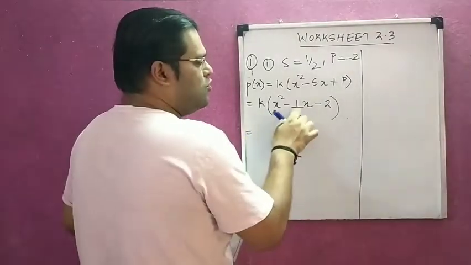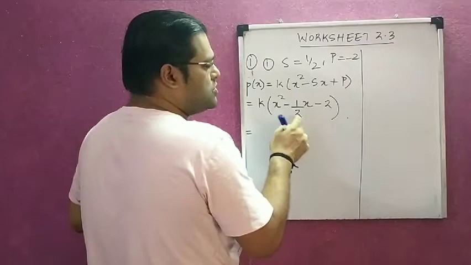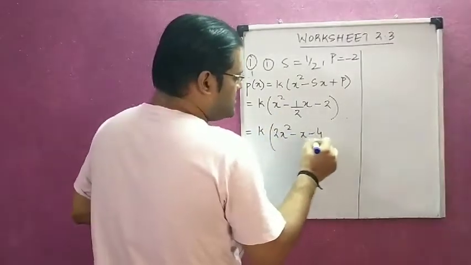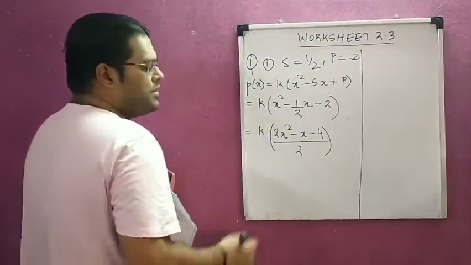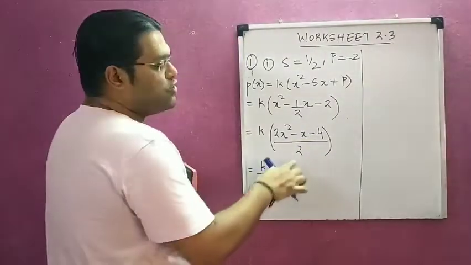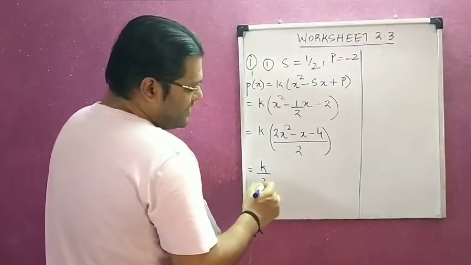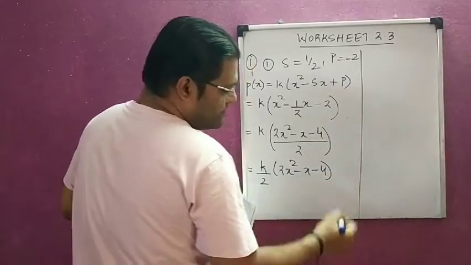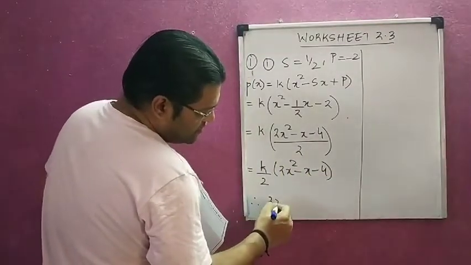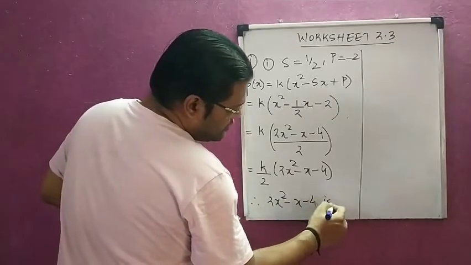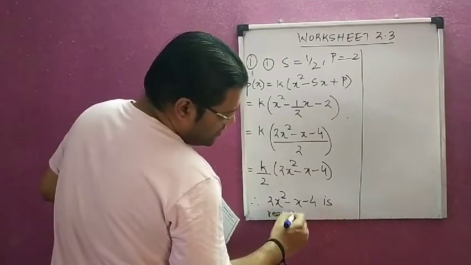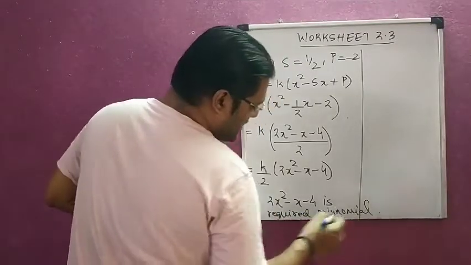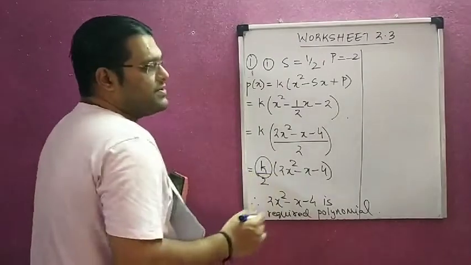Right? You remember that we don't have to keep a denominator in your answer, so we take LCM. So this is 2x square minus x minus 4 divided by 2. Right? The final answer does not require 2 in the denominator, so I take it outside below the k, that is 2x square minus x minus 4. Therefore, 2x square minus x minus 4 is the required polynomial. Right? Now some of you had the question, what is k?